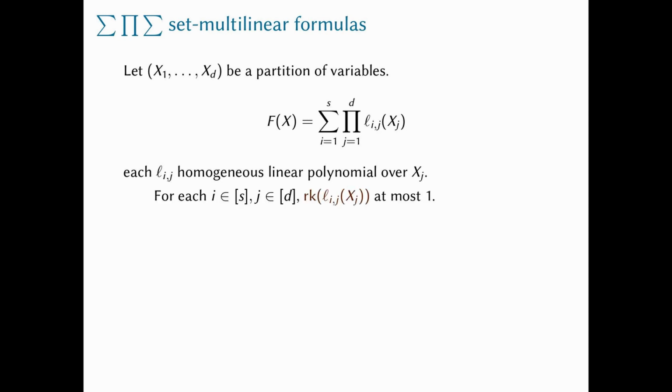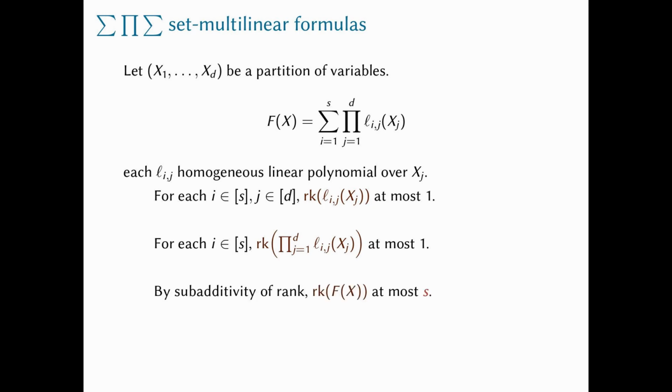So now we can use the properties we know about our measure. We know the measure is multiplicative. In particular, the measure associated to the product of the linear forms is always at most one, as it is a product of things smaller than or equal to one. And now we also know that the rank is subadditive. In particular, the rank of our polynomial is at most S. So if we want to compute something by a depth-3 circuit, a sum of products of sums, we know the size has to be at least the rank of our polynomial.